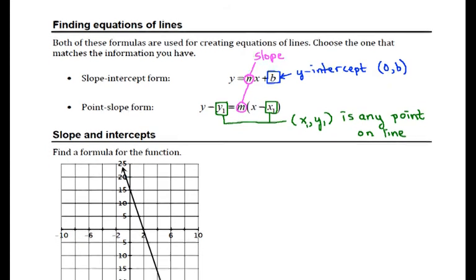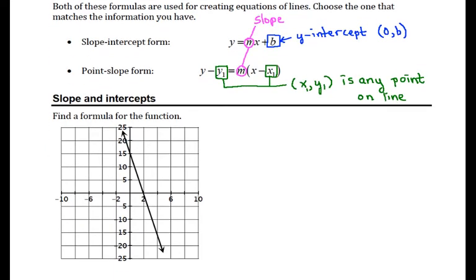So one such situation that can come up is a graph. If we're given a graph of a line and asked to find an equation for it, we usually start by finding the slope. So to find the slope, we can choose any 2 points on the line that we can read clearly. We don't want to have to estimate the points, so I'm not going to choose something like this one here where I would have to estimate about where it is.